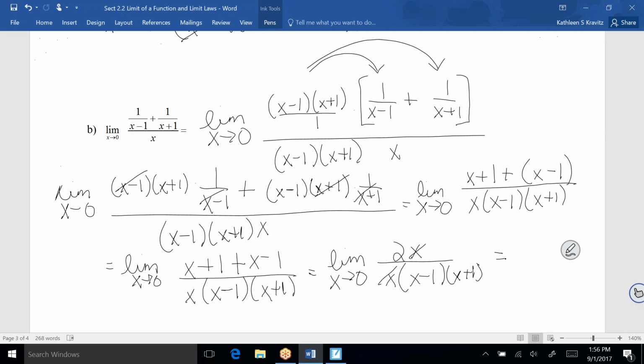So now when we plug in a 0 into this function, we get 2 divided by, and that's going to be a negative 1 times a positive 1. So that's 2 divided by negative 1, and this limit ends up being negative 2. And that will take care of section 2.2.